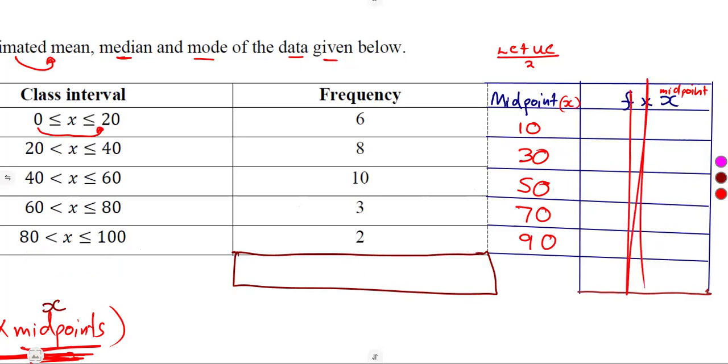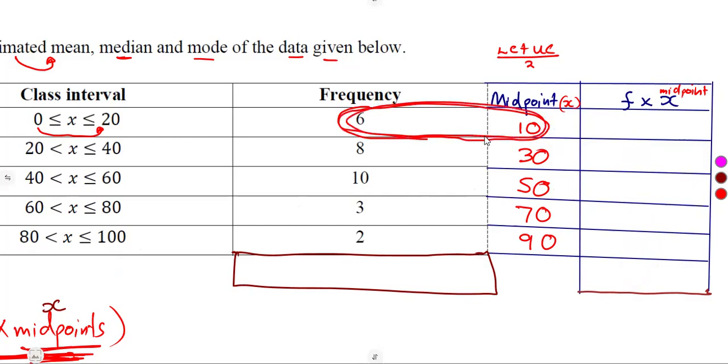The last column that we have is for the what? The product, frequency times midpoint. So there is a frequency and a corresponding midpoint like this. You multiply these two as they are. The answer is written here.